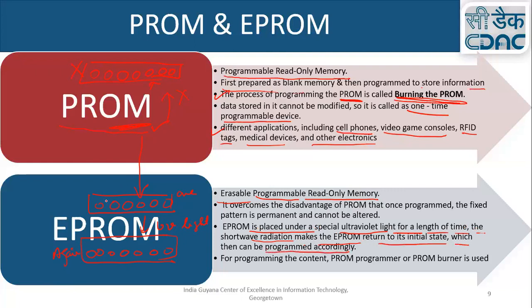So you write in EPROM one time. If you want to write it again, put it in some ultraviolet light. After some time, this EPROM goes to its initial state, and then you can write again.